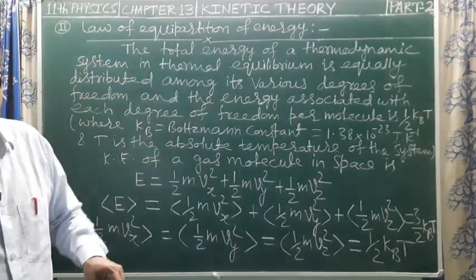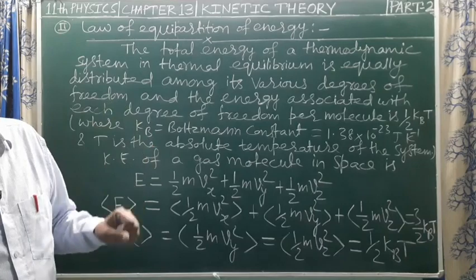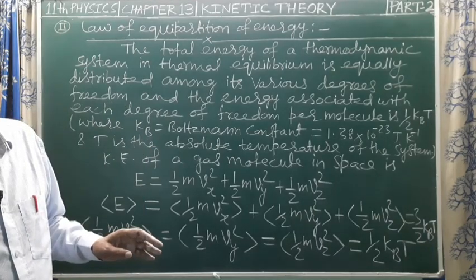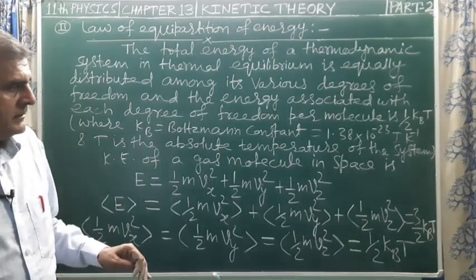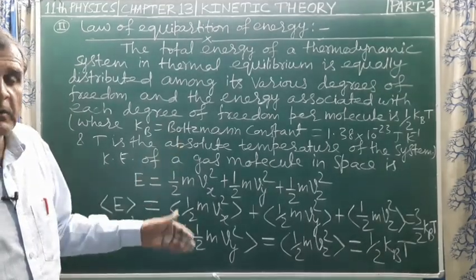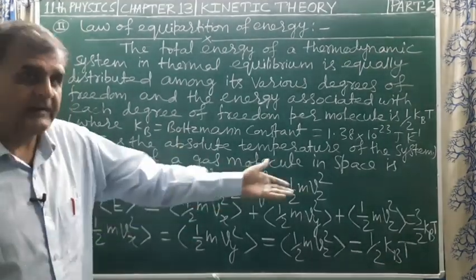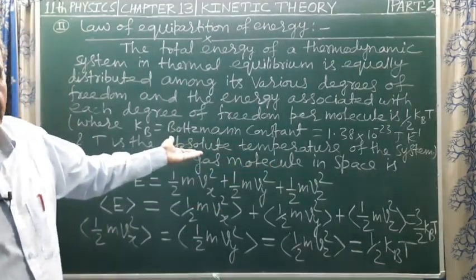तो इस डिग्री ऑफ फ्रीडम के लिए गैस के इस मोलिक्यूल का, पर डिग्री ऑफ फ्रीडम जो एनर्जी काइनेटिक एनर्जी एसोसिएटेड होता है, दैट इज half kBT, एंड इट इज द लॉ ऑफ इक्विपार्टीशन ऑफ एनर्जी.